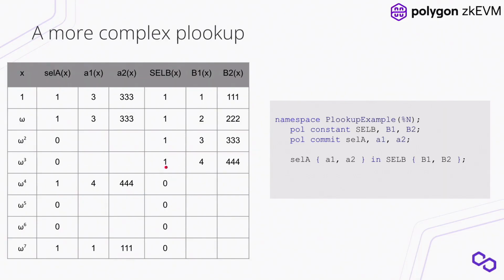As easy as that. Of course, with PIL lookup we can also use this trick of selectors, so we can apply the PIL lookup to only some specific values, and we can define selectors on the left and on the right. It also works multi-column, so internally it will do all the linear combinations with a random value, and we do all the proving system. But this is transparent to the user, or to the developer that's building the prover construction.